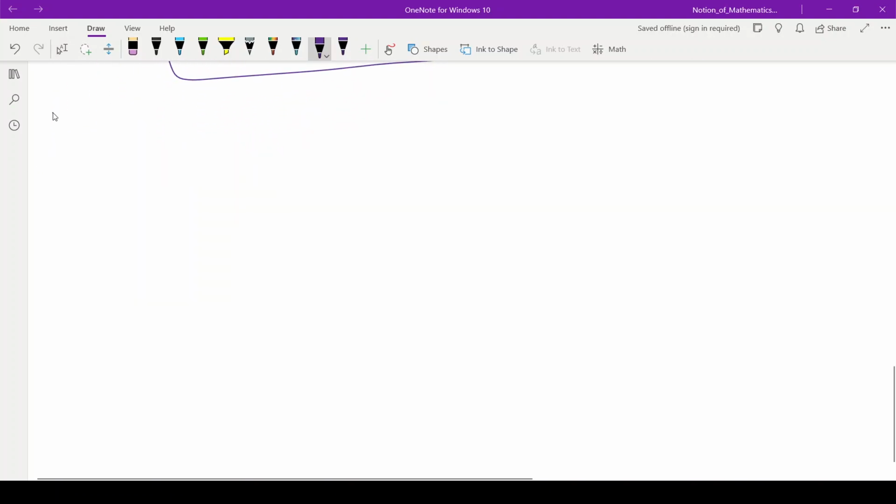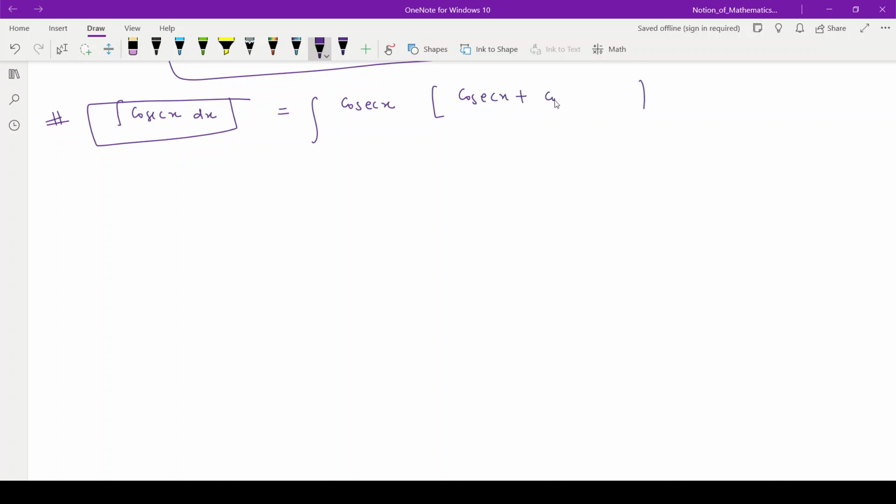Thereafter, one more formula we will develop with the help of integration by substitution, that is integration of cosecant x dx. So students, how to deal with this particular formula? What we can do here is multiply and divide by one term. I will multiply here with cosecant x plus cot x and divide by the same term, cosecant x plus cot x, dx.